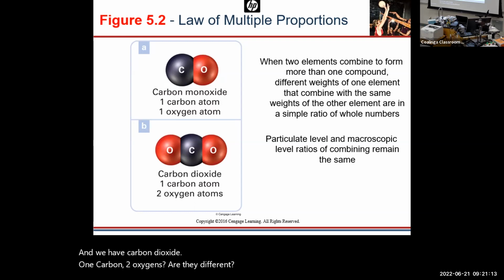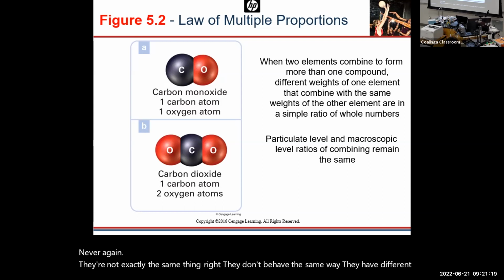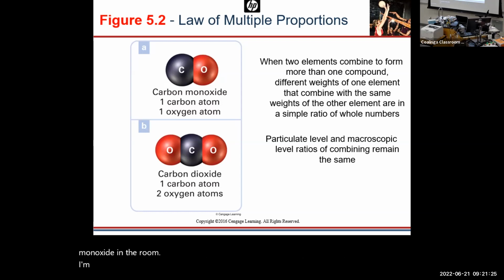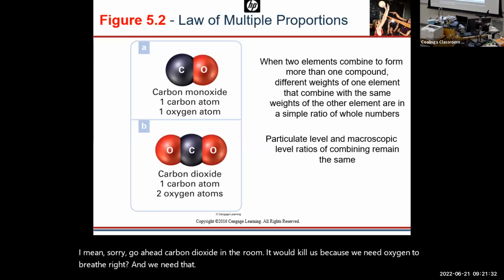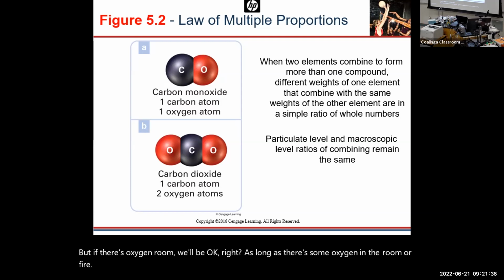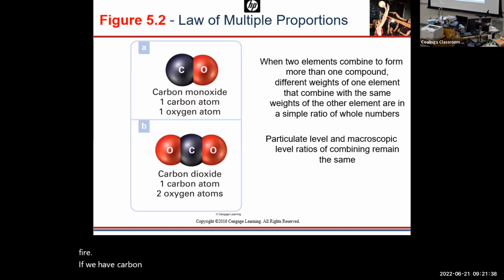They're not exactly the same thing, right? They don't behave the same way. They have different properties associated. For instance, if we only had carbon dioxide in the room, it would kill us because we need oxygen to breathe. But if there's oxygen in the room, we'll be okay, as long as there's some oxygen. If we have carbon monoxide in the room, it gets to a certain point, it'll actually kill us, even if there's oxygen in the room, right?